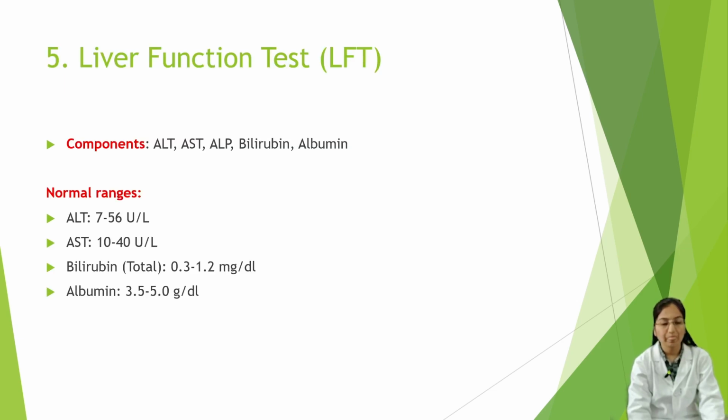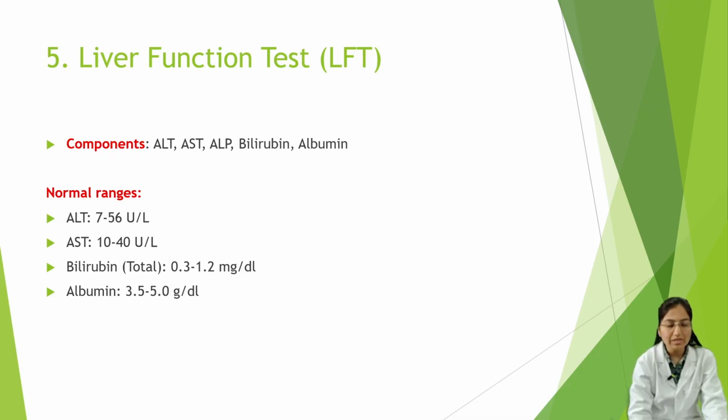Next test, liver function test. Here the components are ALT, AST, ALP, bilirubin, and albumin. ALT is alanine aminotransferase, AST is aspartate aminotransferase, then alkaline phosphatase, bilirubin, and albumin. These are the components.